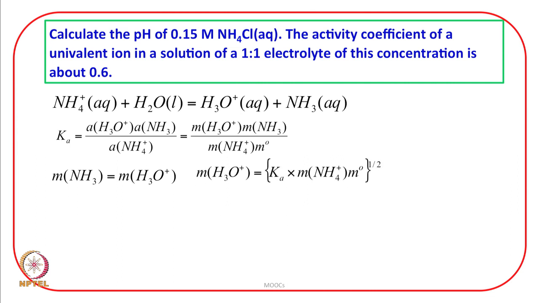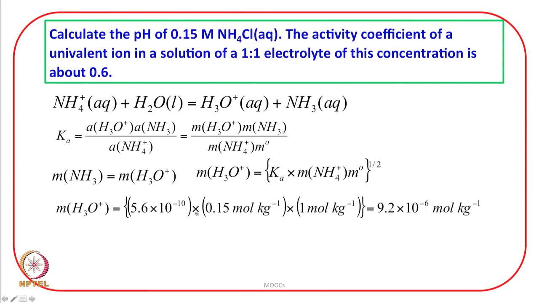And therefore, once you equate these two, the molality of H3O plus can be calculated from this expression, that is the square root of Ka times m of ammonium ion times m naught. I am not going into that much detail because this question I have already discussed. Once we have the molality of hydronium ion, we can easily calculate the pH. So, first the molality of hydronium ion is evaluated from the knowledge of Ka and the molality of ammonium ion, and then m of H3O plus comes out to be 9.2 into 10 to the power minus 6 mole per kg.